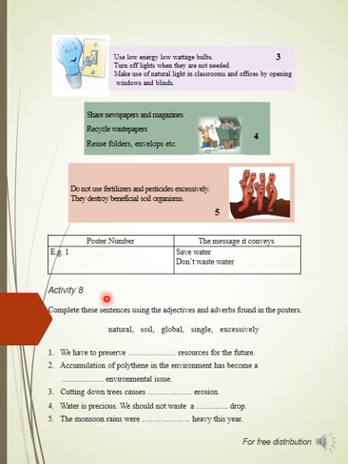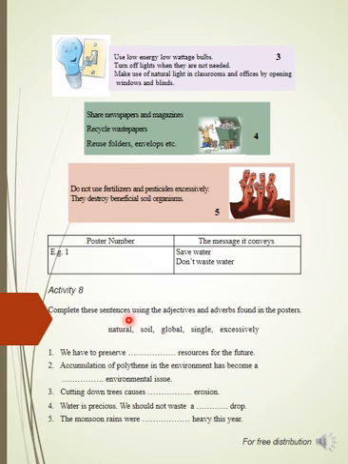Activity 8. Complete these sentences using the adjectives and adverbs found in the posters. Now say here: natural, soil, global, single, excessively. All the words they have given are adjectives and adverbs. Here you can get the adverb excessively. The other four are adjectives. First one: we had to preserve. It means protect. Resources for the future.